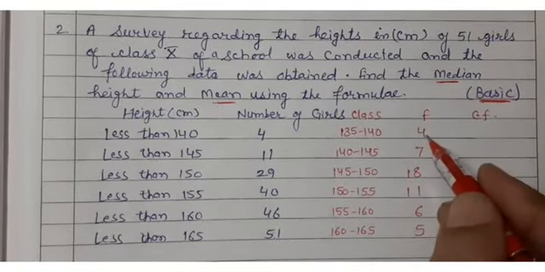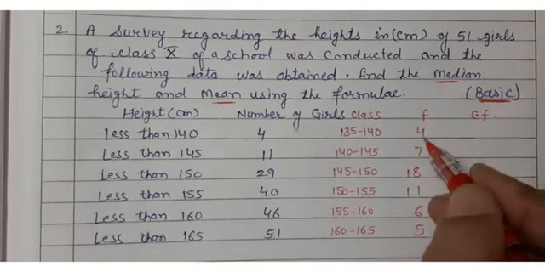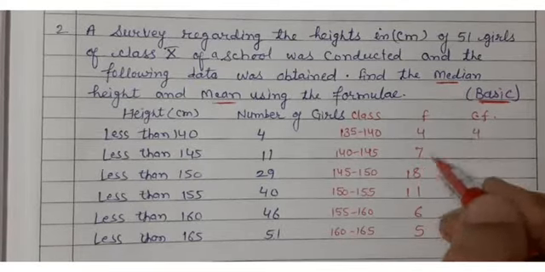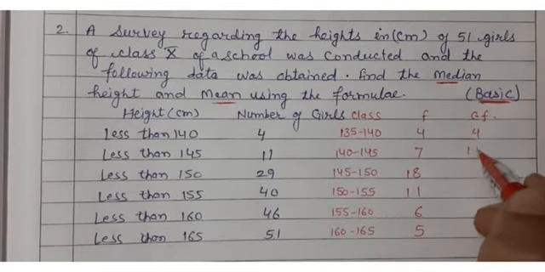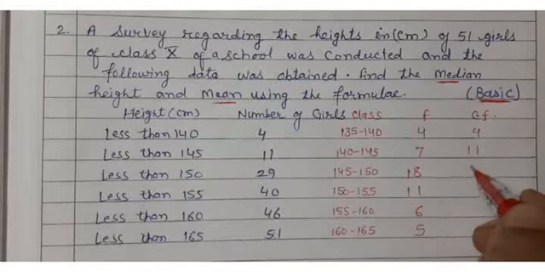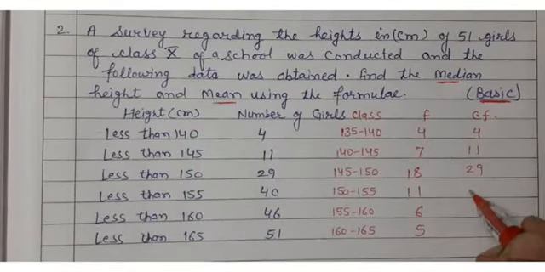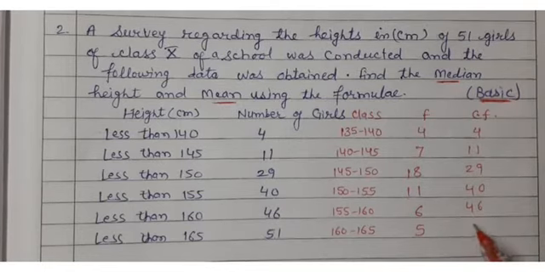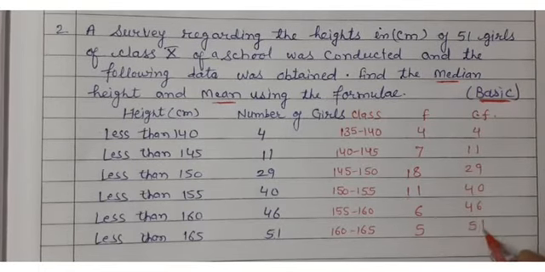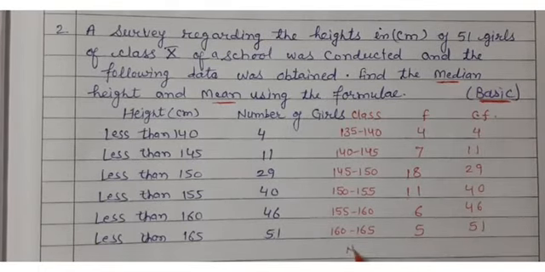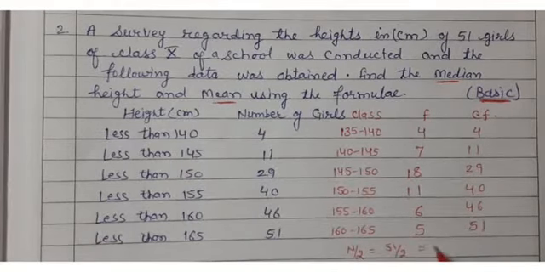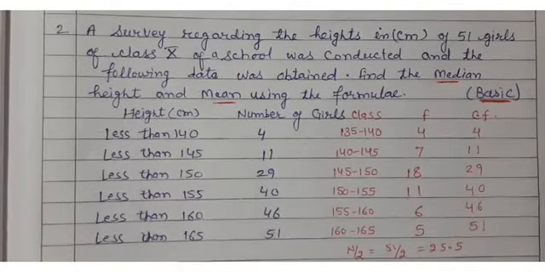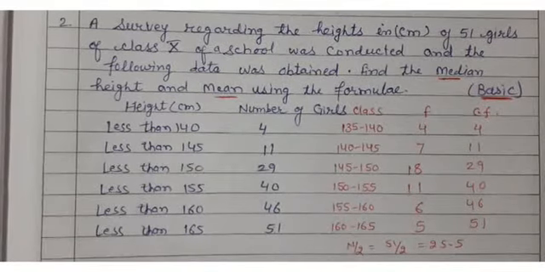Take the CF again, one CF also you want. This is 4. 7 plus 4, 11. 11 plus 18, 29. Then 40. 40 plus 6, 46. And this is 51. You have to find n by 2. 51 upon 2 is 25.5. The n by 2 value is coming 25.5.